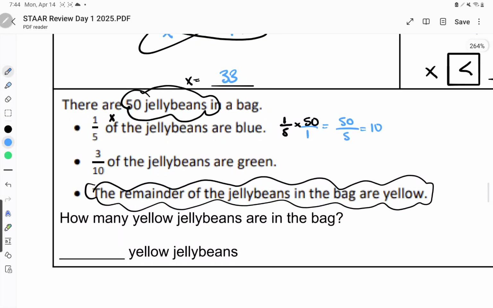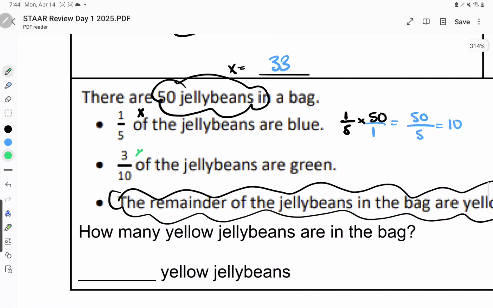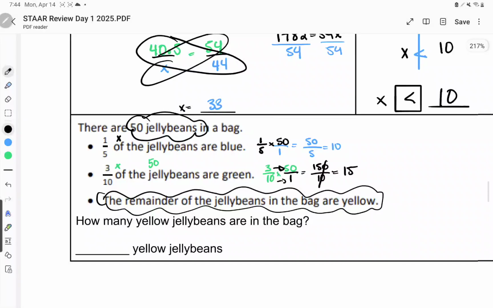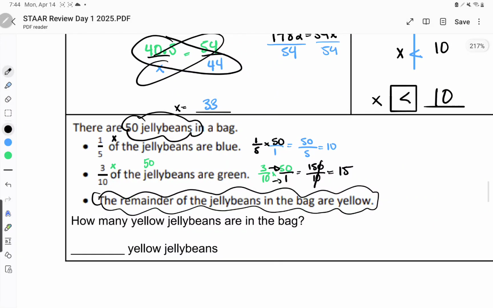Then it says 3/10 of the jelly beans are green. So how would you figure out how many green jelly beans there are? Well, of means multiply, and then I just multiply by the number of jelly beans that there are. So I have 3/10 times 50. Just pop a 1 under there. 3 times 50 gives me 150. 10 times 1 gives me 10. Cross off those zeros, and that's 15 divided by 1, which gives me 15. So I know that 10 are blue, 15 are green.